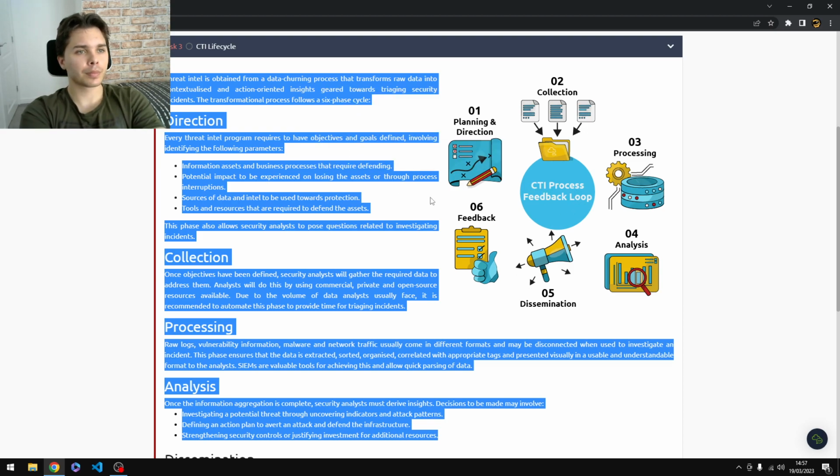Threat intel is obtained from a data churning process that transforms raw data into contextualized and action-oriented insights geared towards triaging security incidents. The transformational process follows a six-phase cycle.